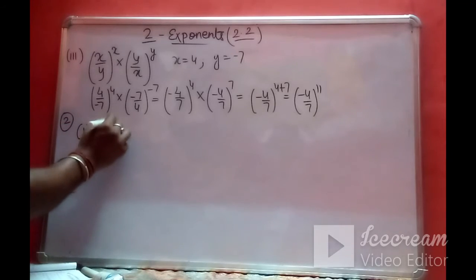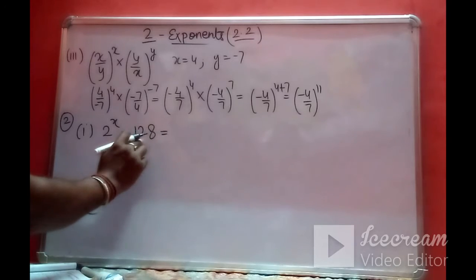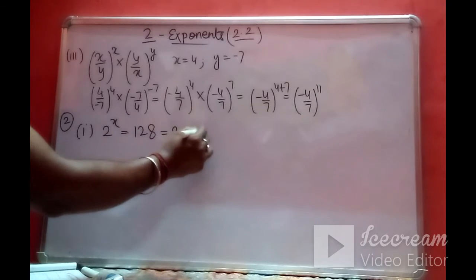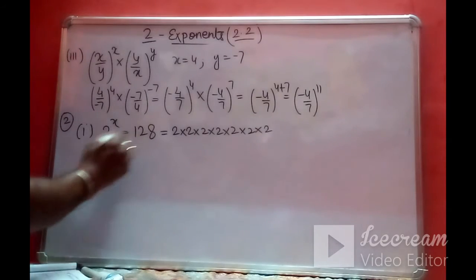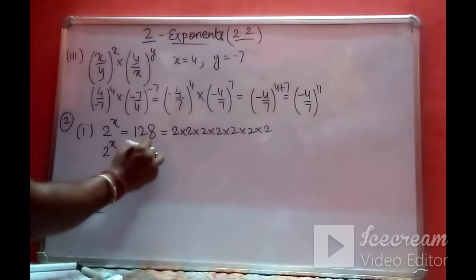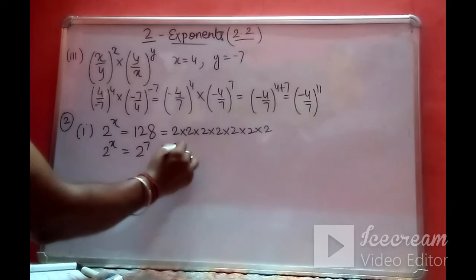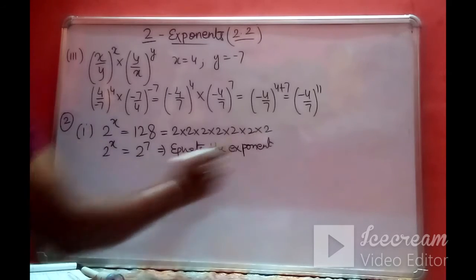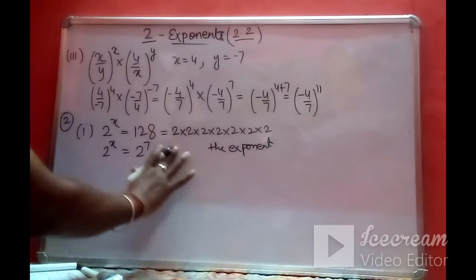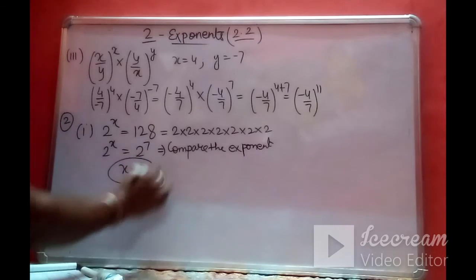Like for the very first question, it is 128. The base here is not the same. It is 2, it is 128. So we will do the prime factorization of 128. So it will be 2 into 2 into 2 into 2 into 2 into 2 into 2. So what it becomes? See, 2 to the power 7. Now we will equate the exponents. Since bases are same, we will compare the exponents. So what you will get? x equal to 7.